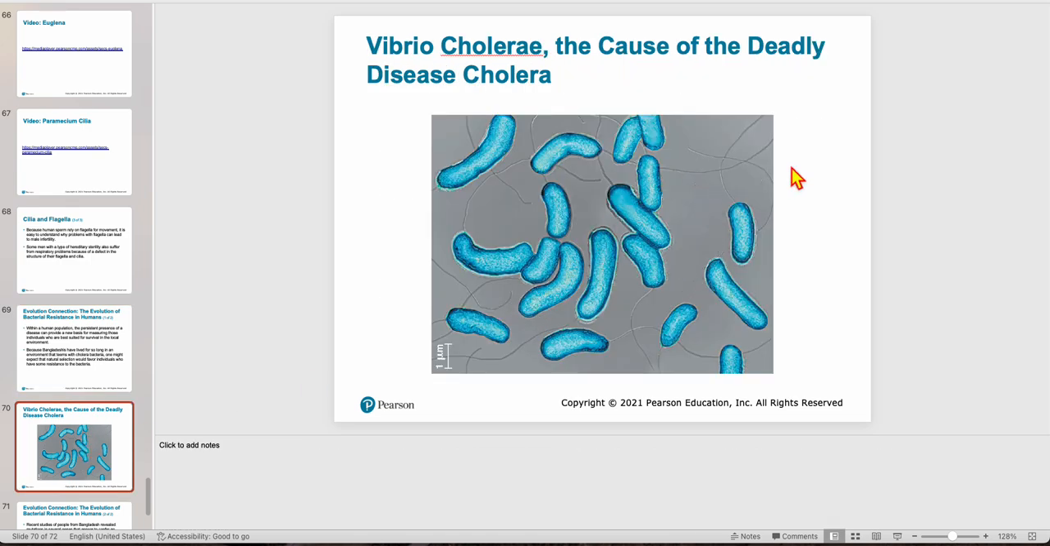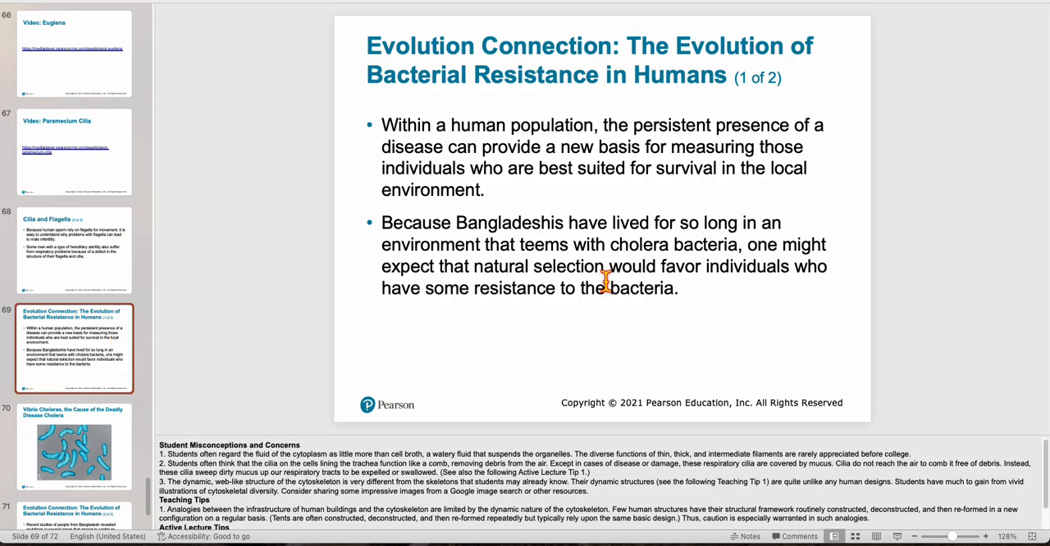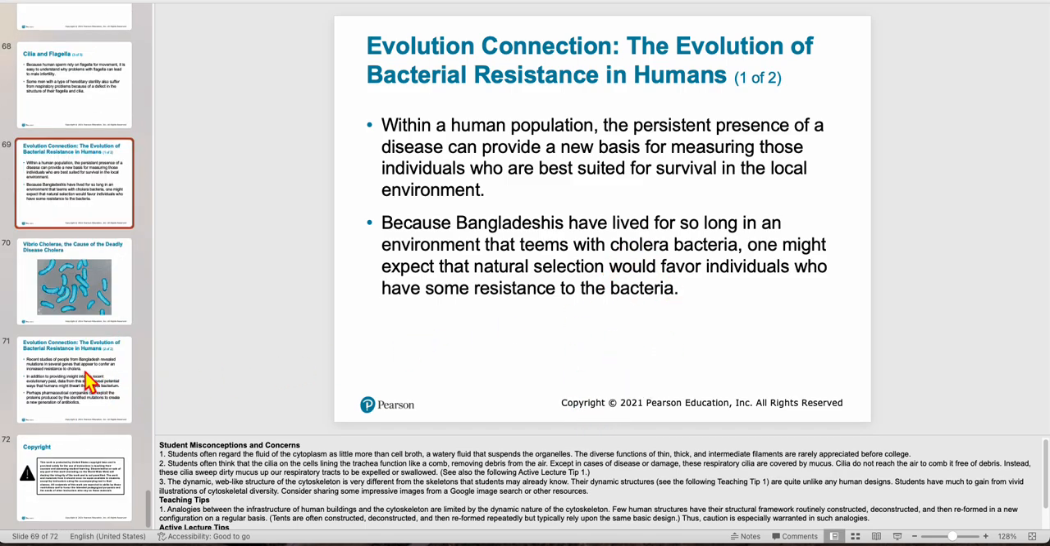Here's cholera. It's a type of bacteria. It causes a lot of diarrhea. Very, very deadly. You can lose body weight and fluid weight quickly. Well, its purpose is just that. Its purpose is to make you lose a lot of water. And so you can see here, there's an example of how things change.